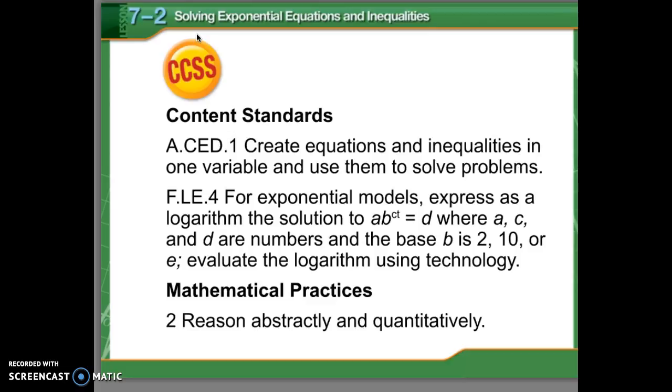And our second one is for exponential models, express as a logarithm the solution to a times b to the ct power equals d, where a, c, and d are numbers, and the base, b, is either 2 or 10 or e. And then we will evaluate the logarithm using technology, presumably our calculator. Our mathematical practice to focus on in this lesson is reason abstractly and quantitatively.